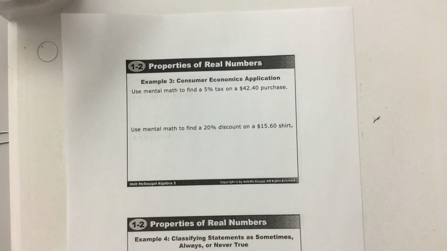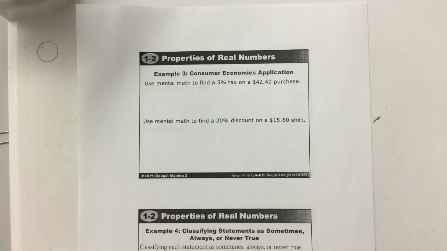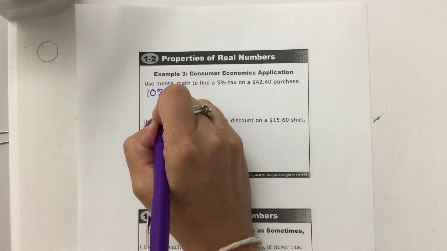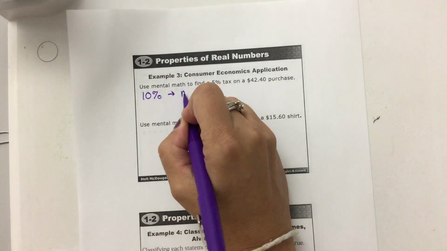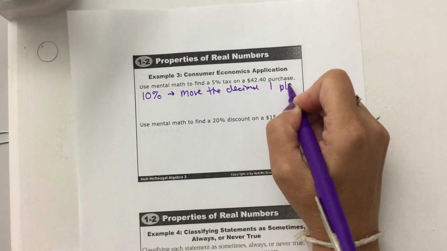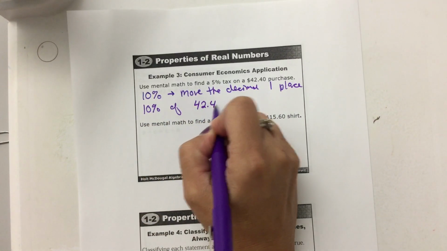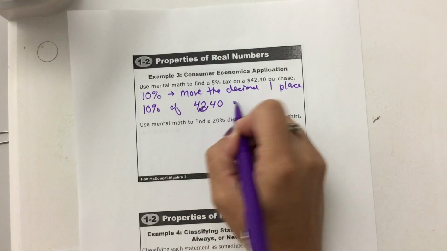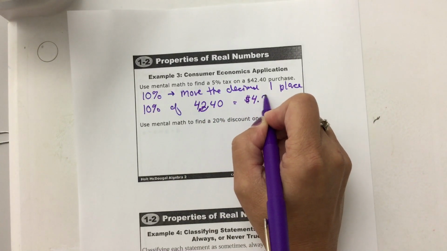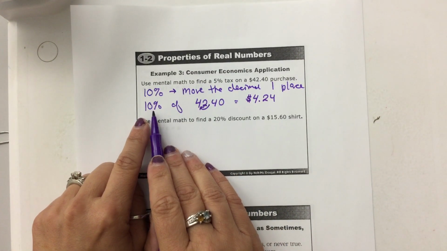Okay, now mental math. They threw this in as a fun little reminder. It says use mental math to find 5% tax on a $42.40 purchase. Well, this is really kind of cool. If you're going 10%, what that means is you move the decimal one place. So if I am taking 10% of $42.40, I move that decimal one location, so 10% would be $4.24. But we're not looking for 10%, but 10% is a great base.